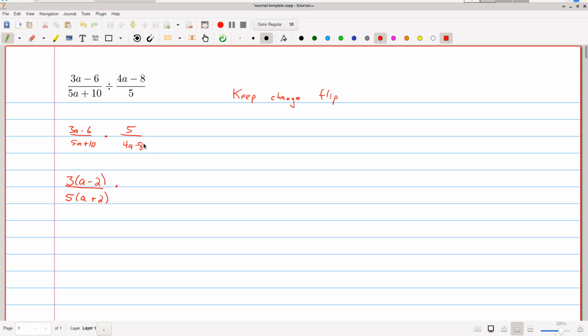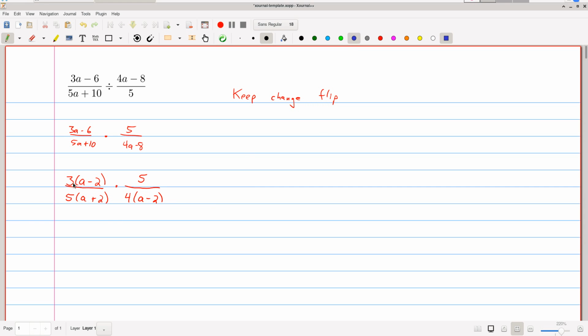For the second fraction, in the numerator, 5, that's only a single term, so that won't factor. Now our denominator, 4a minus 8, these both have a 4 in common. If we factor that out, we're left with a minus 2. Now that we have everything factored, we're going to see what reduces.